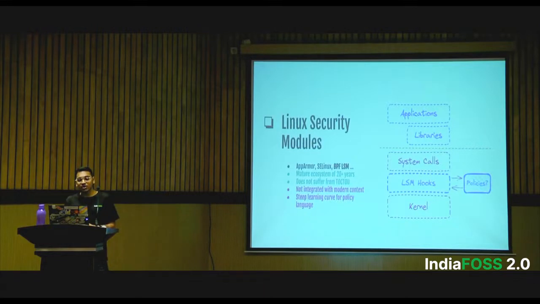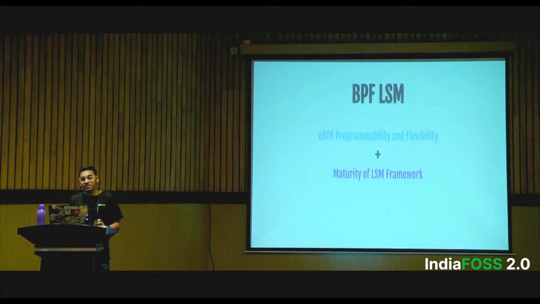Finally, we have Linux security modules. Linux security modules like AppArmor, SELinux, and BPF LSM. These are a mature ecosystem with 20+ years of development. They do not suffer from a known race condition called time of check to time of use. But the issue is that they are not integrated with modern context. They are not integrated with containers and orchestrators. And each of their policy languages has a steep learning curve. But then came BPF LSM. BPF LSM combines eBPF programmability and flexibility with the maturity of LSM hooks.